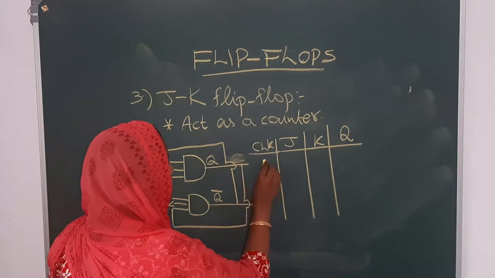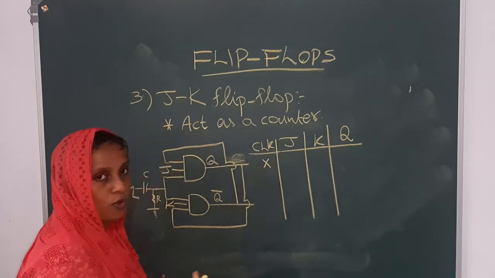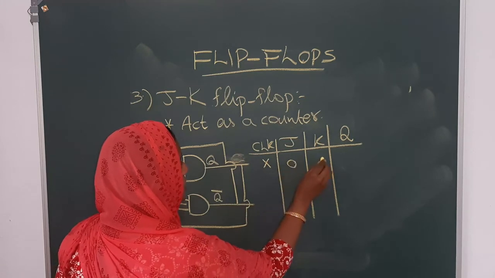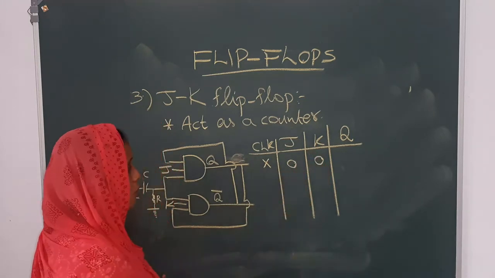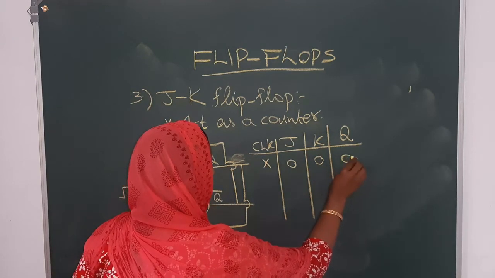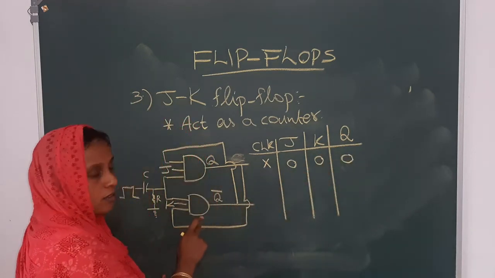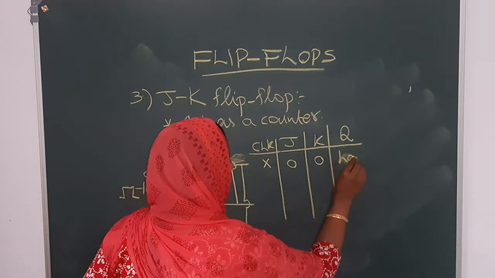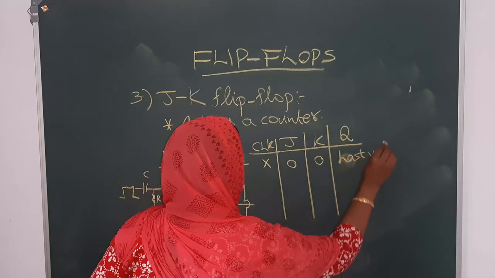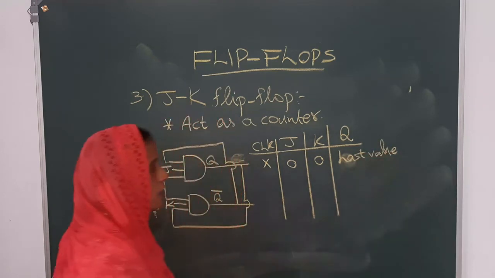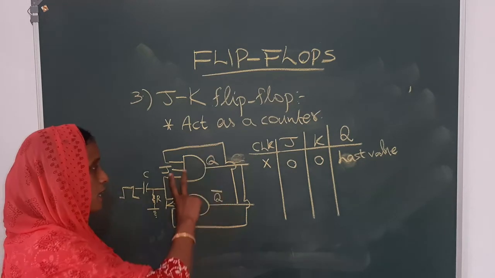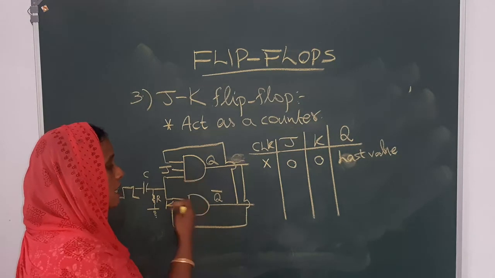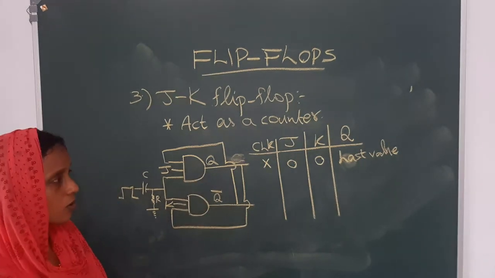So for any clock, whether positive or negative, that is not a problem. If both J and K are low, these two gates are disabled. Disabled means Q can hold its last value. That means these two gates can't operate. Both gates are disabled.